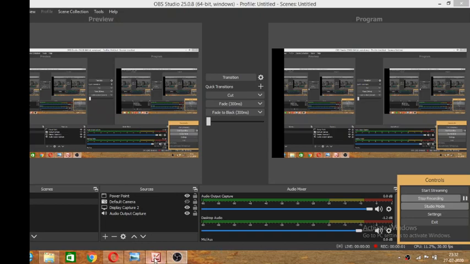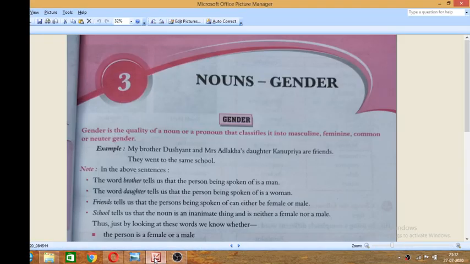Good morning, students. Today I will discuss the chapter Nouns: Gender. First of all, we have to know what gender is. Gender is the quality of a noun or a pronoun that classifies it into masculine, feminine, common, or neuter gender.